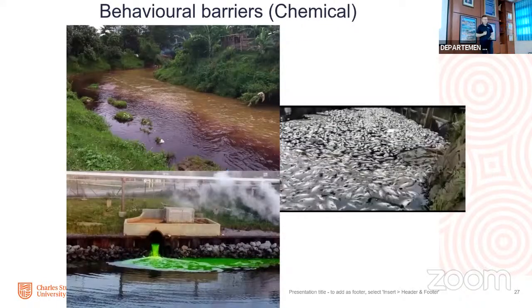And the final one is chemicals. Quite often where chemicals are discharged into rivers, and you can see here some of these areas where different chemicals are discharged by factories, fish will actively avoid those areas as well. So when we think about barriers to fish migration, we quite often now think about both physical barriers and behavioural barriers, because they both have the same effect of blocking the fish's life cycle.